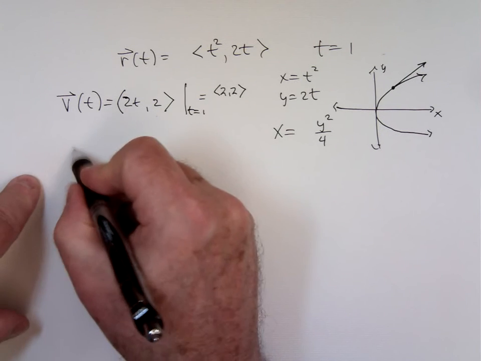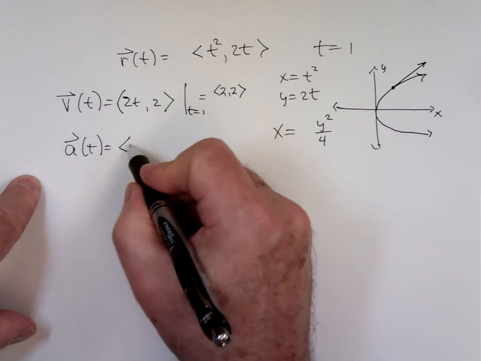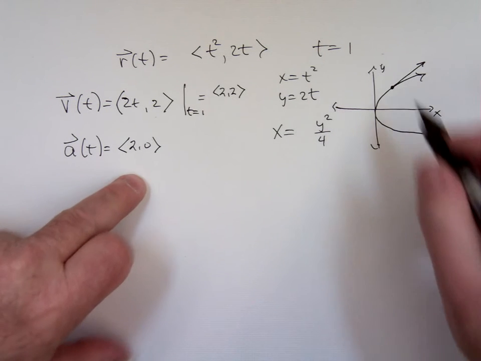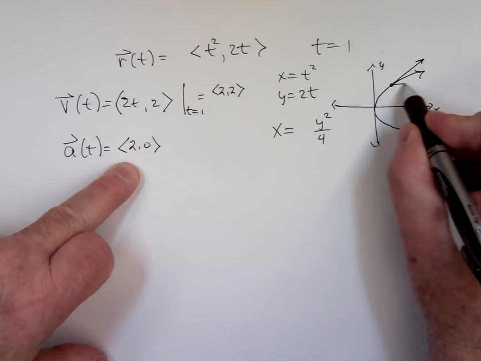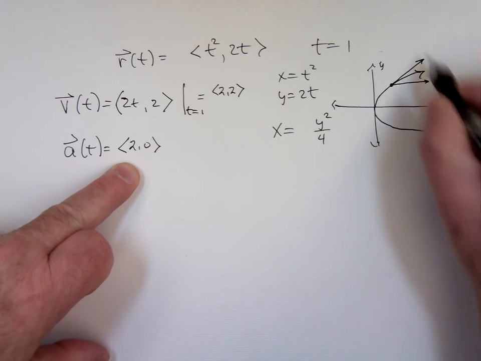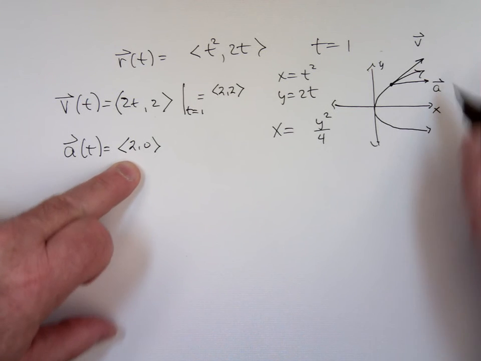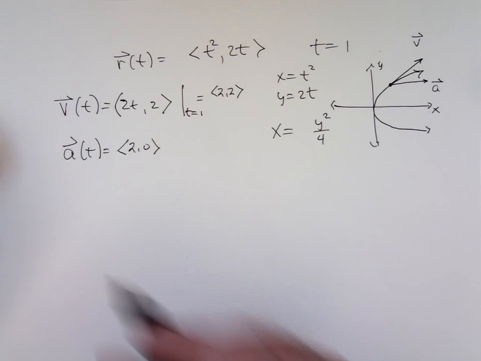Acceleration, you've got 2, 0. Doesn't matter where you are, that's always the acceleration. 2, 0. That's your acceleration. This is your velocity. This is acceleration. Okay. You want normal and tangential component? Oh, you want unit tangent, principal unit normal. Yeah. Okay. Tangent.